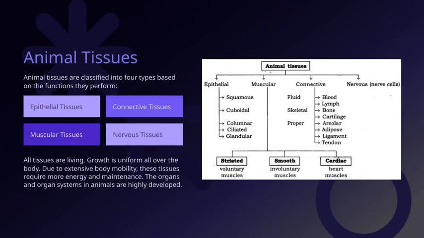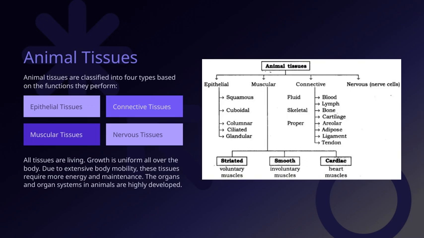Let's talk about animal tissues. These tissues are classified into 4 main types based on the functions they perform. First, we have epithelial tissues, which line the surfaces and cavities of organs, providing protection and involved in absorption and secretion. Next are muscular tissues, responsible for movement, whether it's voluntary like walking or involuntary like heartbeat.